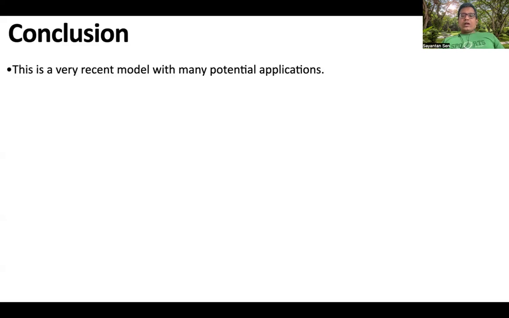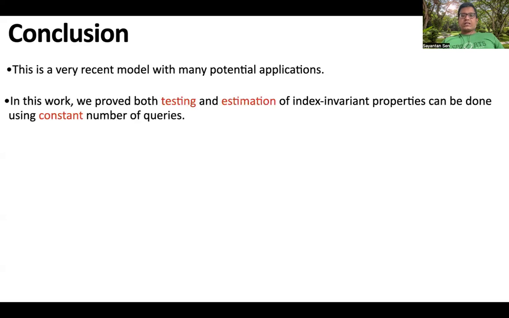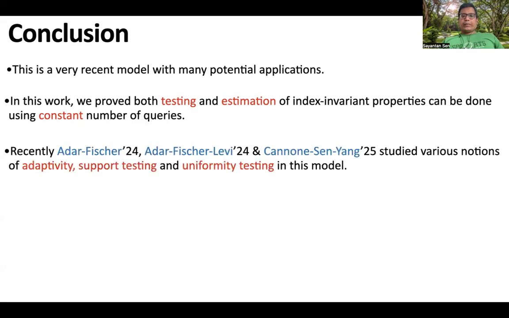To conclude, this huge object model is a very recent model with lots of potential applications. In this work, we proved that testing and estimation of index invariant properties can both be done using a constant number of queries in this model. Recently, there have been several works studying various notions of adaptivity, testing of support size, and testing of uniformity in this model. It will be very interesting to see new notions in this model.